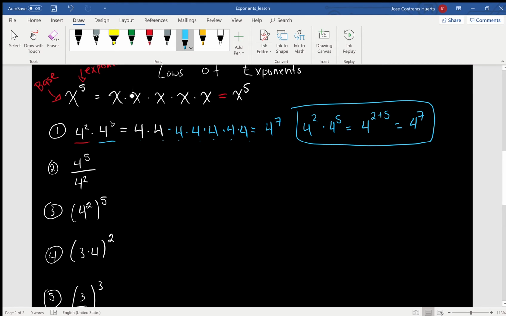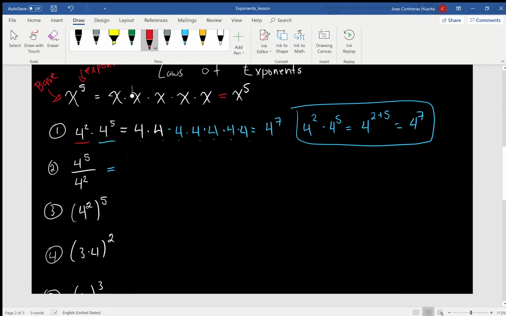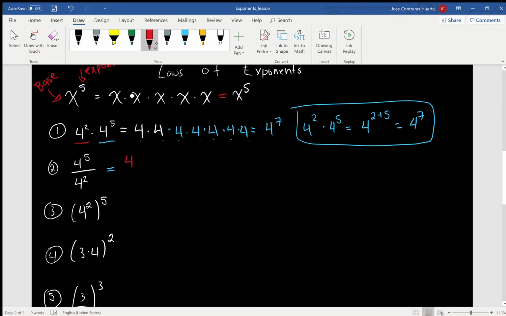Number 2, again, the easiest way to derive the law is to expand it. So let's go ahead and do that. Let's make the 4 to the fifth power on top red. So we have 4 times 4 times 4 times 4 times 4, 1, 2, 3, 4, 5, because the exponent is 5. In the bottom, we have 2 of them, so we have 1, and then we have 2.